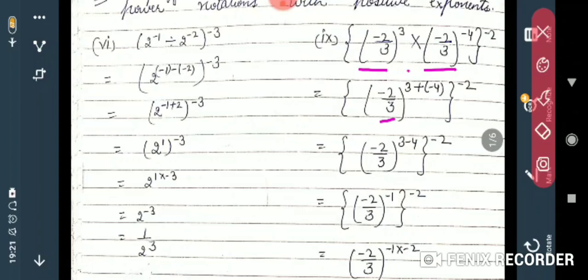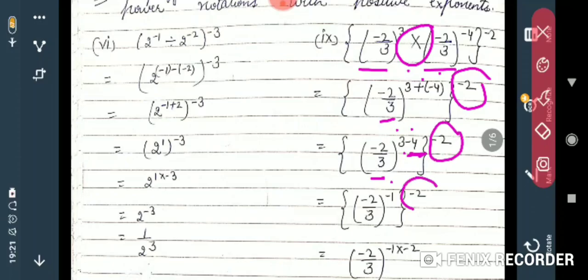The power is 3. As the multiply sign is there, which sign will be there? Positive sign. Plus bracket minus 4. So minus 2 by 3, then 3 plus minus 4. Just subtract 3 from 4. What will we get? Minus 1. Why minus 1? Because 4 is greater and which sign is it having? Minus sign. That's why. The whole power is minus 2. It will go as it is.